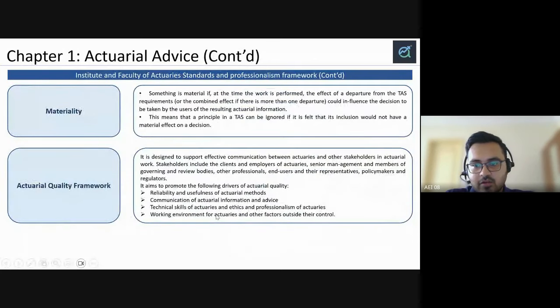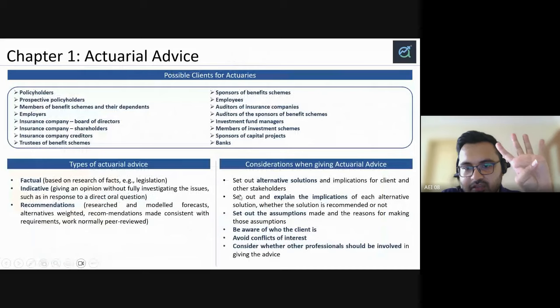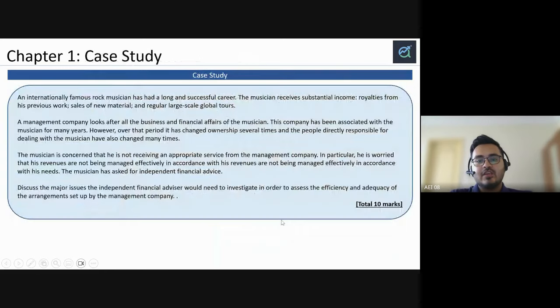working environment. This is another point. Then I have being aware of who the client is. Avoiding conflict of interest. Consider whether other professionals would be required for this. So these are like 6-7 points from the material that I think I have to be thorough about before I undertake this particular review. So be a little careful about the words over there, and you need to understand it in that way.